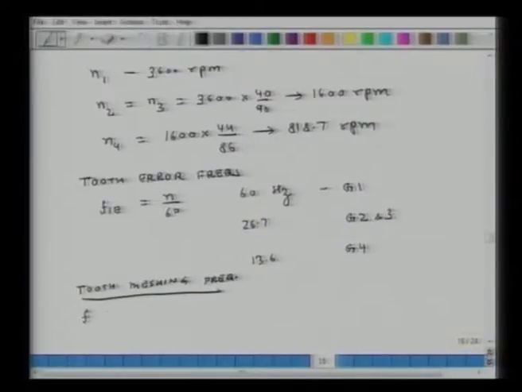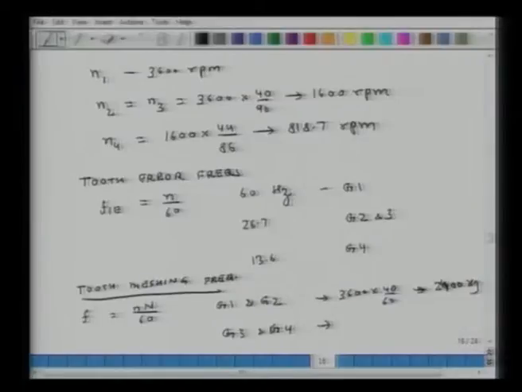Similarly, the fundamental tooth meshing frequency. That is F equals N times uppercase N over 60. So we find this for all 4 gears. Gear 1 and gear 2 are meshed with each other, so they have the same frequency, that is 3600 times 40 over 60, which gives me 2400 hertz. And gear 3 and 4, if I do the calculations right, it is 1226.7 hertz.